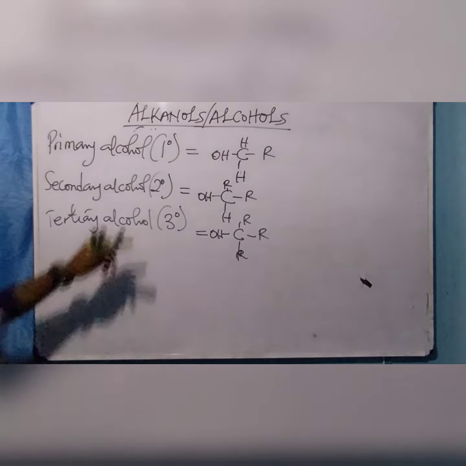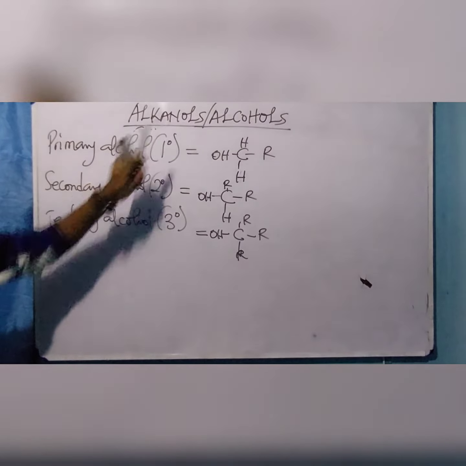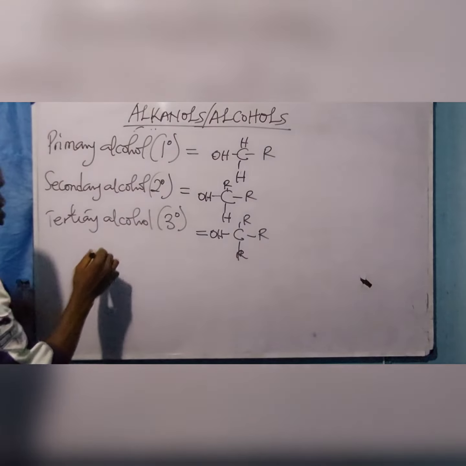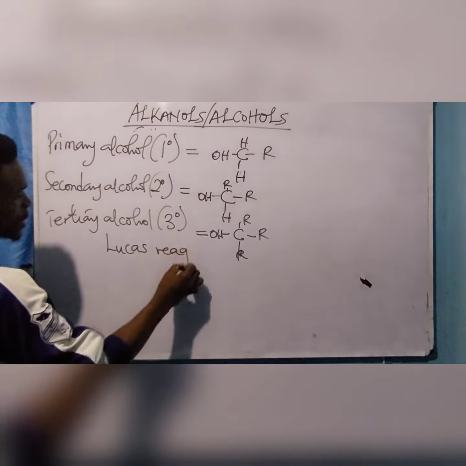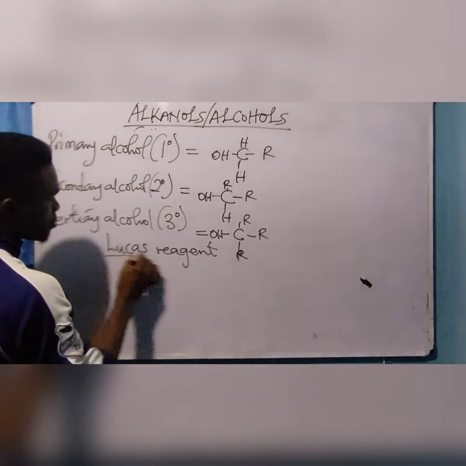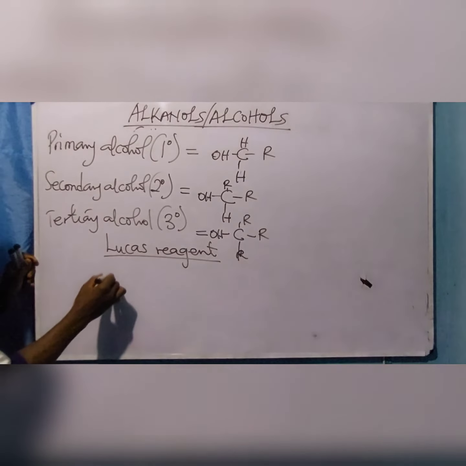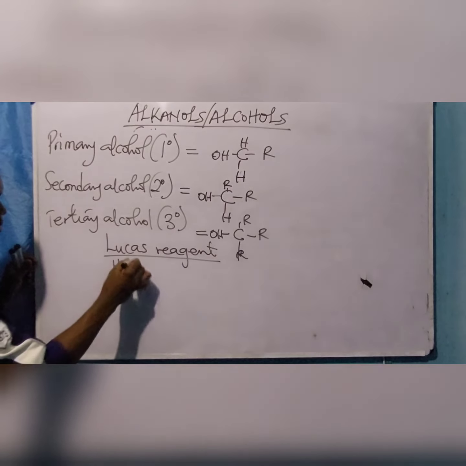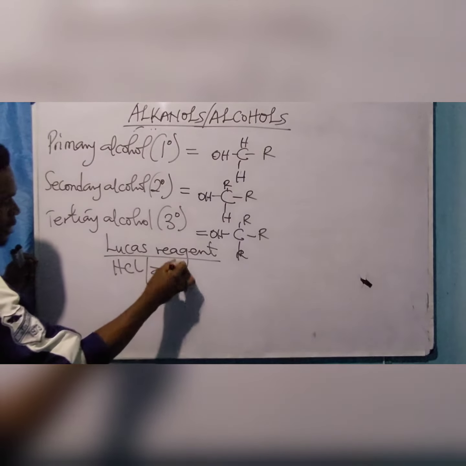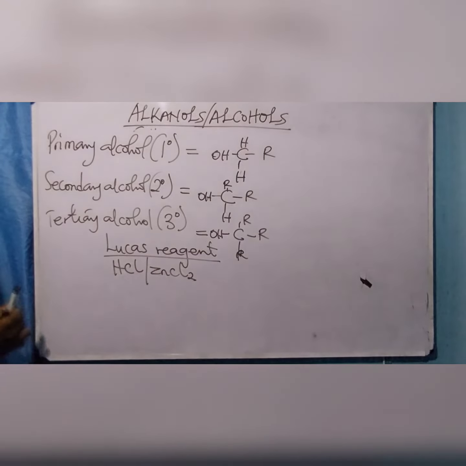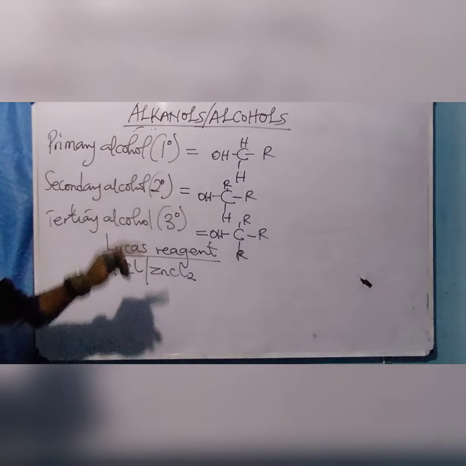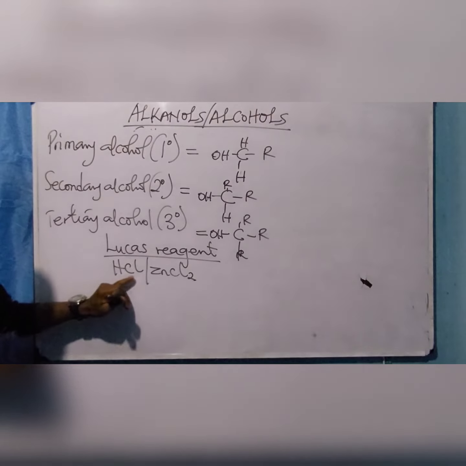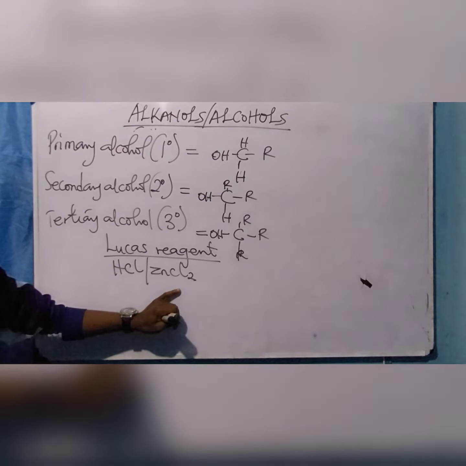How do we test for alkanols? Alkanols are tested using the Lucas reagent. Alright, Lucas reagent is a mixture of concentrated HCl and zinc chloride. Alright, Lucas reagent is used to test for alcohols or alkanols, and it is a mixture of concentrated HCl and zinc chloride. Please take note of that.